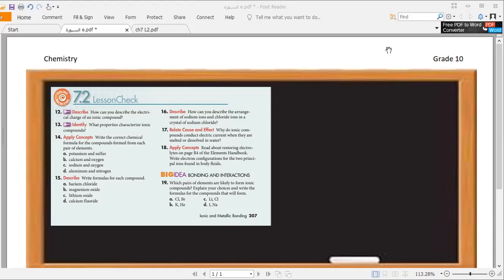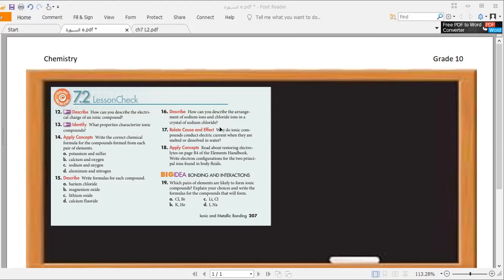Most ionic compounds are crystalline solids at room temperature. They generally have high melting points. First, ionic compounds are crystalline solids. Second, they generally have high melting points. The third one, they can conduct an electric current when melted or dissolved in water. Excellent. Thank you, mister.